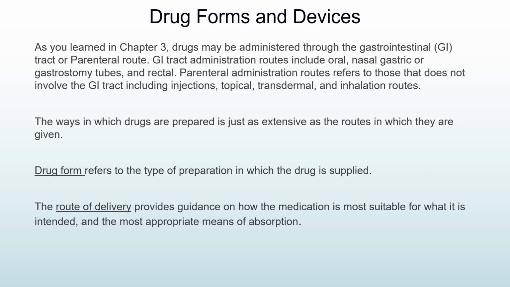As we talked about previously, drugs can be administered through the gastrointestinal tract or the parenteral route. GI tract administration routes include oral, nasogastric or gastrostomy tubes, and rectal. Parenteral administration routes are those that do not involve the GI tract, including injections, topical, transdermal, and inhalation routes. The ways in which drugs are prepared are just as intensive as the routes in which they are given. Drug form refers to the type of preparation in which the drug is supplied. The route of delivery provides guidance on how the medication is most suitable for what is intended and what is the most appropriate means of absorption.